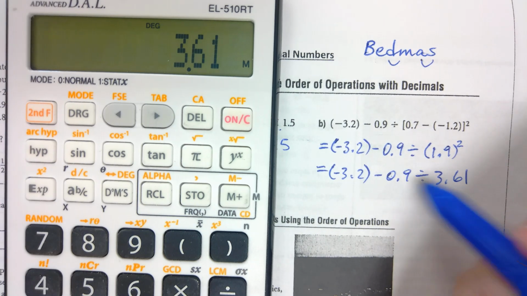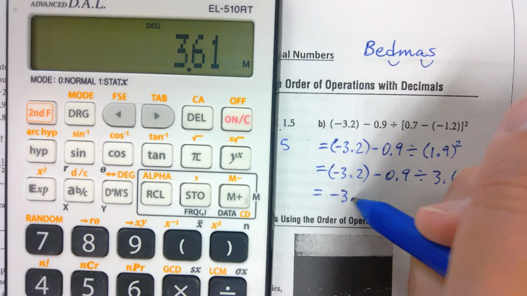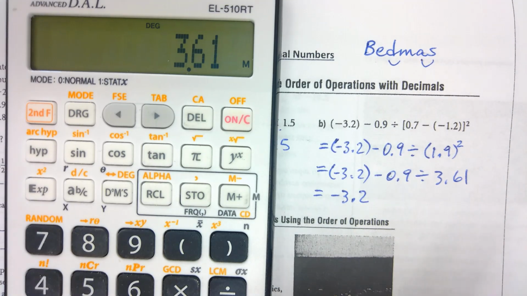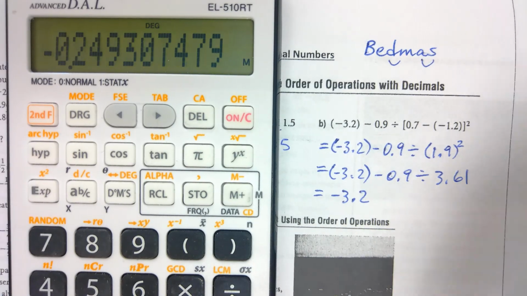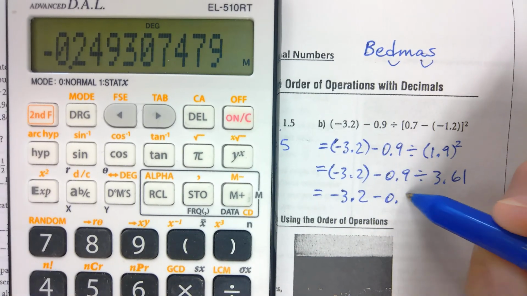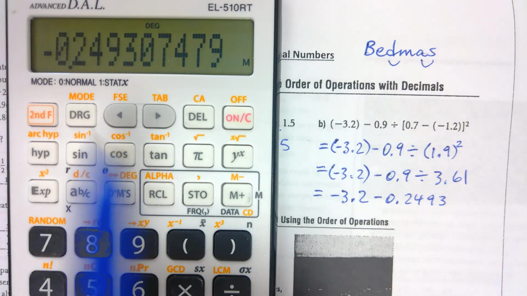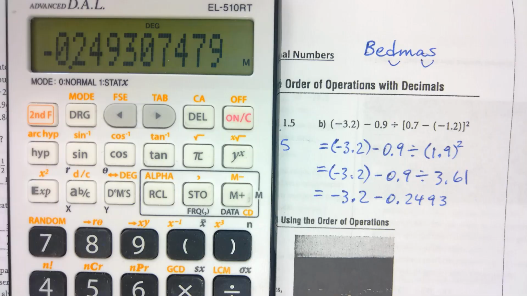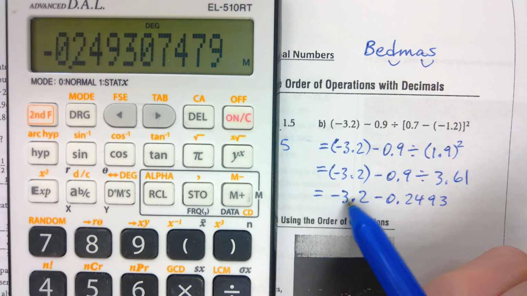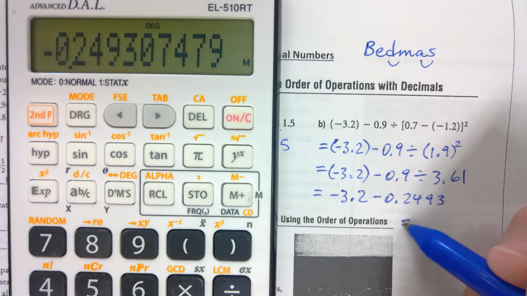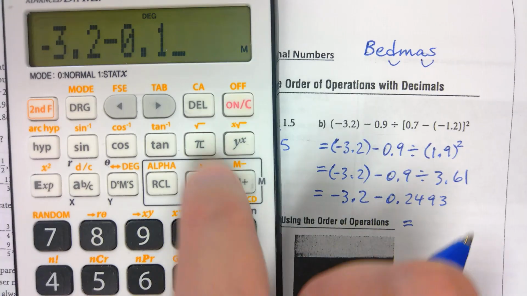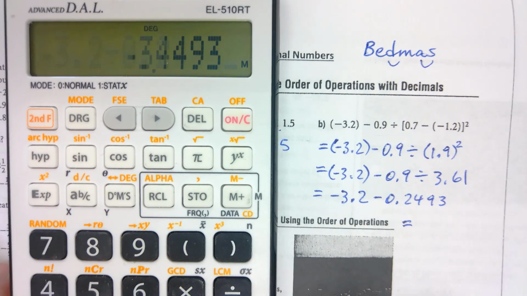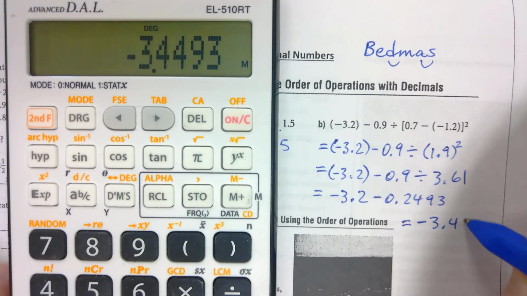Now I do the division. It doesn't matter with the brackets or no brackets. Doesn't hurt to write it. Negative 0.9 divided by 3.61, and then you get minus 0.2493. Normally with just 4 digits, it's good enough. And then finally, the last part, negative 3.2 minus 0.2493, and you'll get your answer, negative 3.4493.